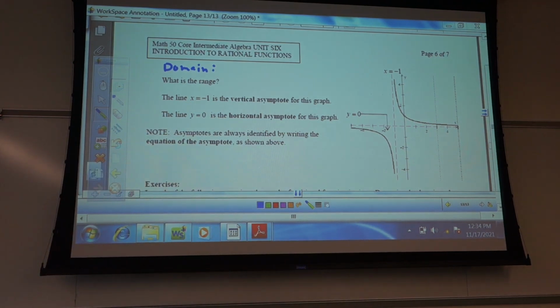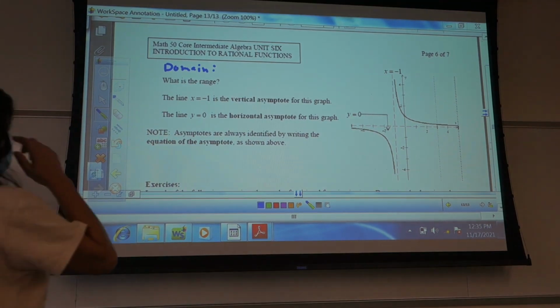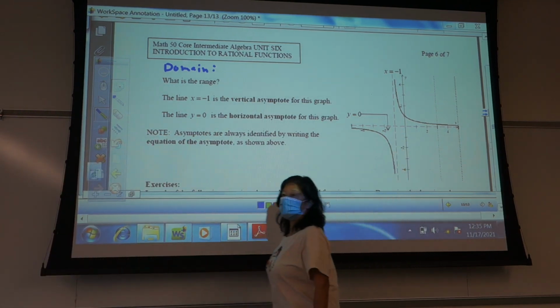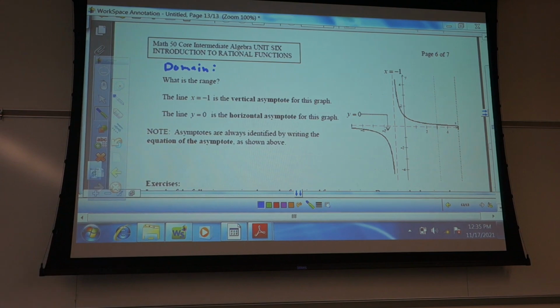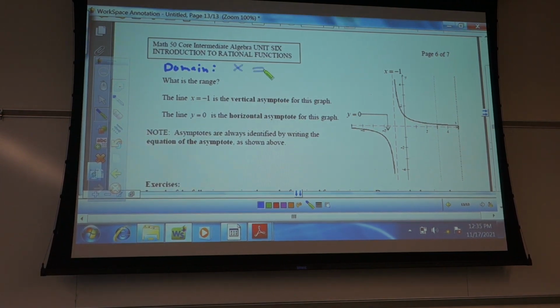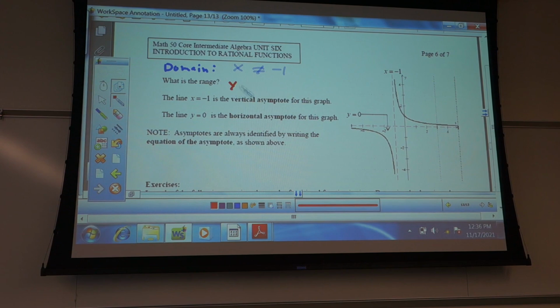What can x not be? What can y not be? Domain and range. So my domain is x can't be -1. What about y? X cannot be -1. Likewise, y cannot be what? 0.